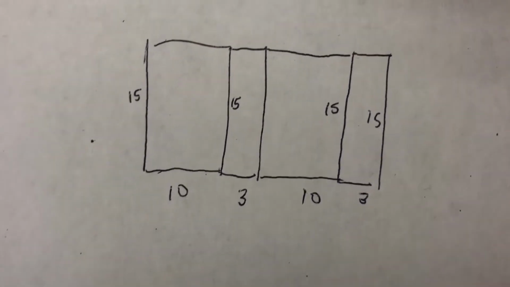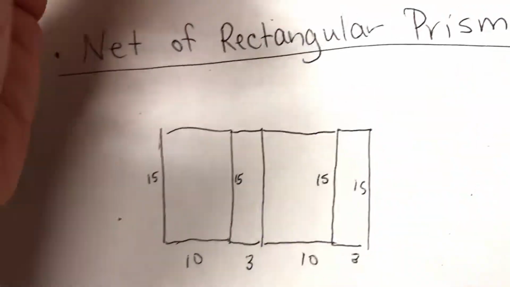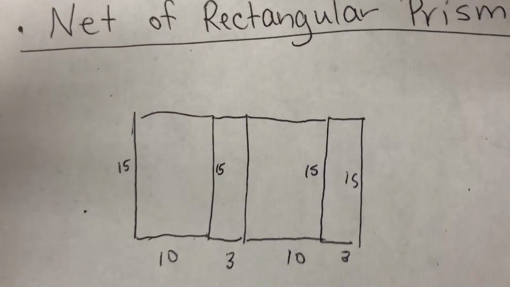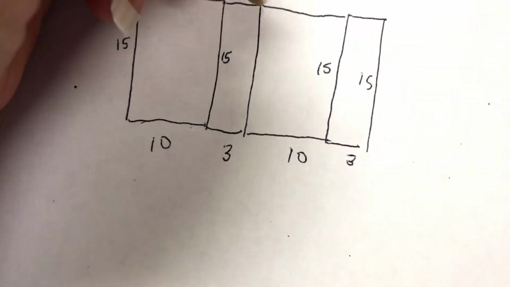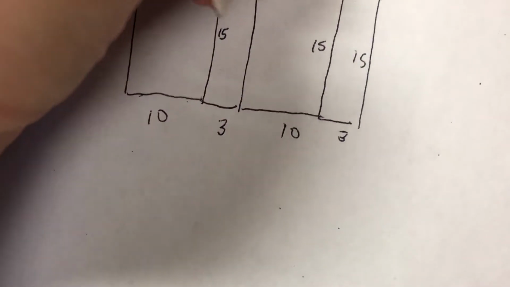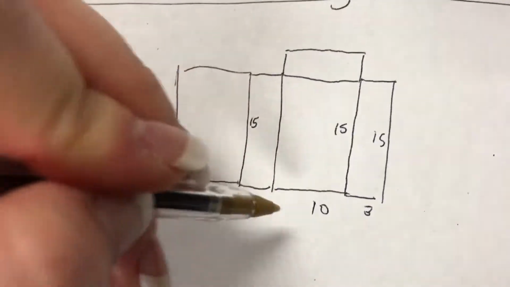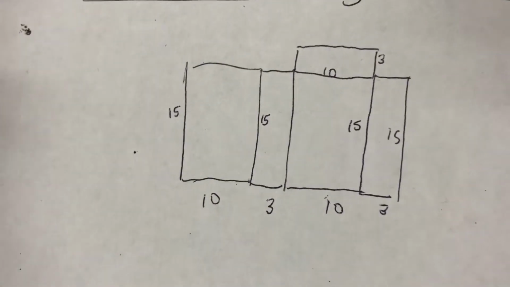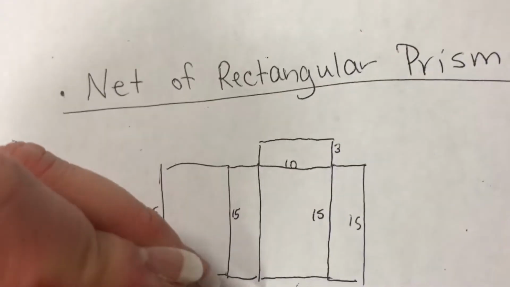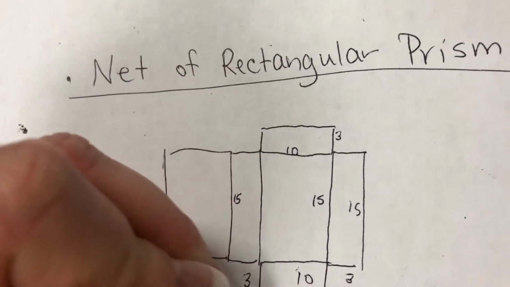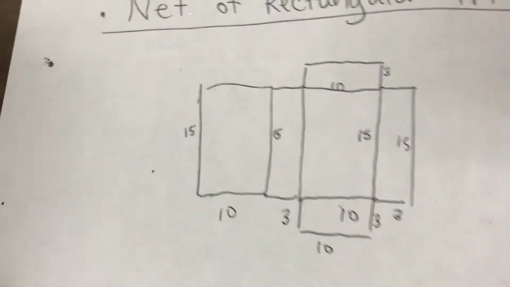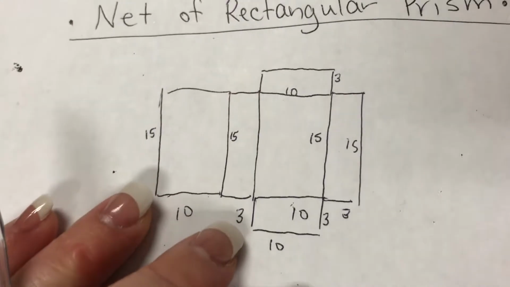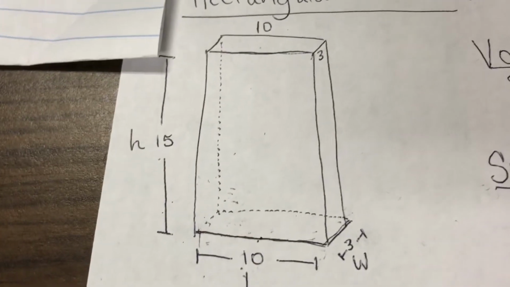So first of all, let's connect our top and our bottom. Pick one of these lateral faces to connect our top and our bottom to. I'm just going to connect it right here. And I know that if this is 10, this is also 10. And then this is 3. So it's 10 by 3. So that would be my top. And I'm also going to draw the bottom. That's a 10 by 3. So here is my opened up net of my 3-dimensional rectangular prism.